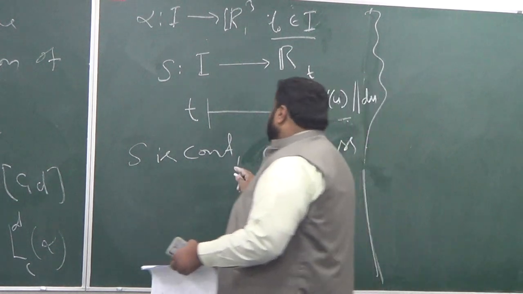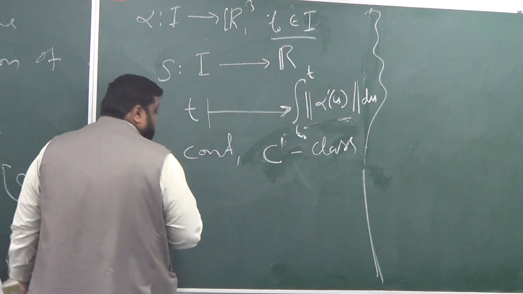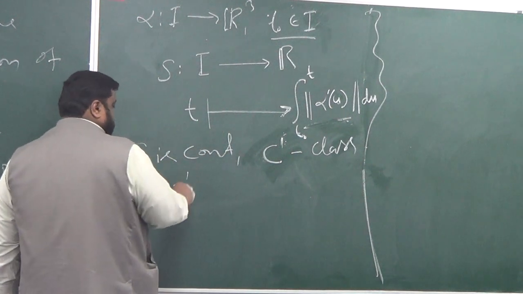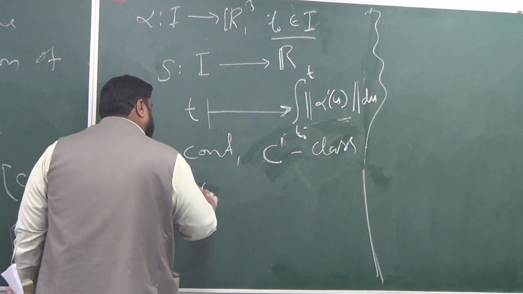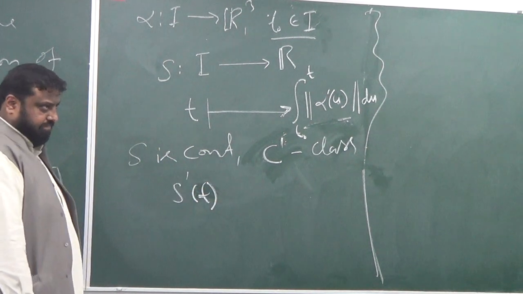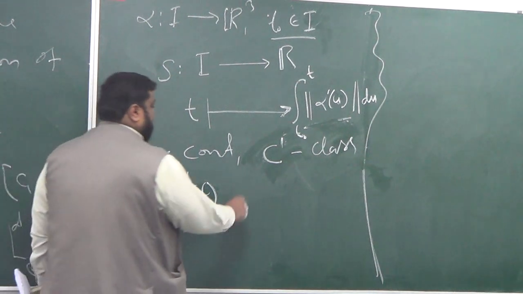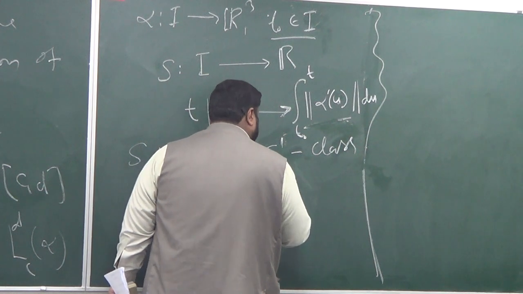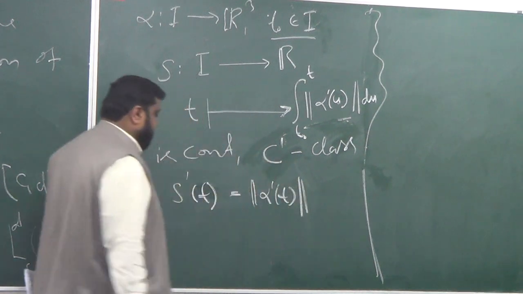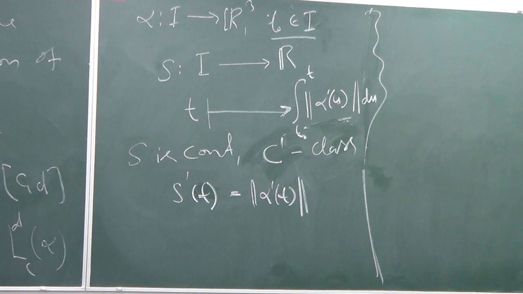If it is C1 class, I can differentiate it and I'm going to get S prime. And what would S prime of t be? By the fundamental theorem of calculus, it's the speed, the magnitude of alpha prime of t. Are you happy with it?